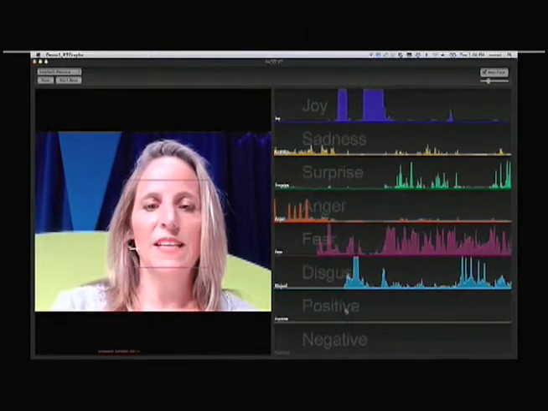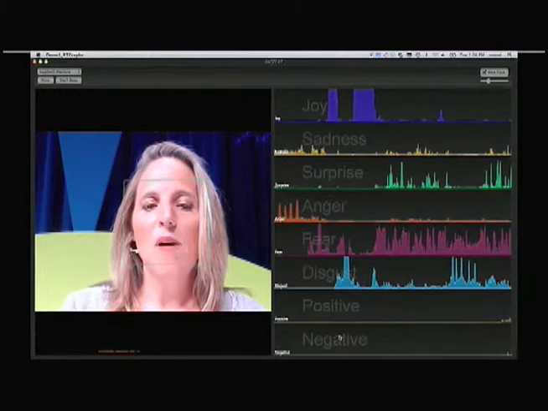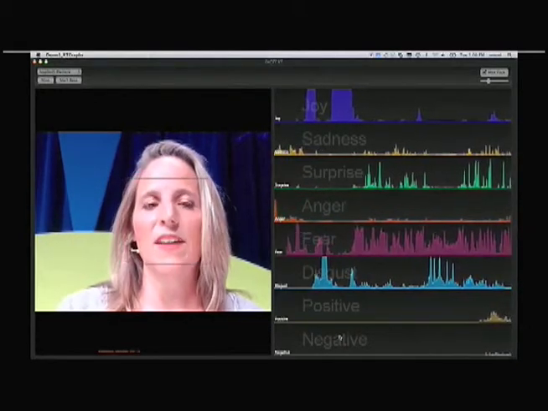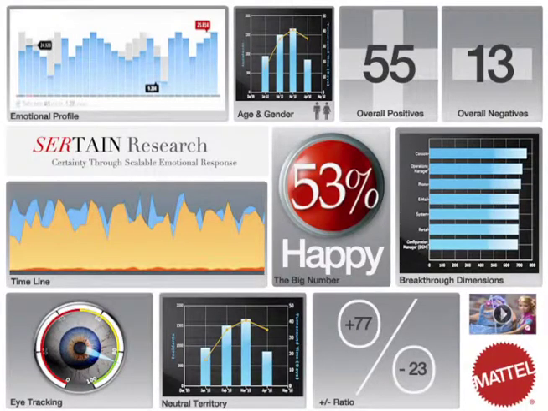We also have contempt as well as basic positive and negative emotion, to summarize these into basic positive affect and negative affect. It is in the degrees of subtlety that Sertain research is valuable. One case study, done with Mattel, revealed the following.